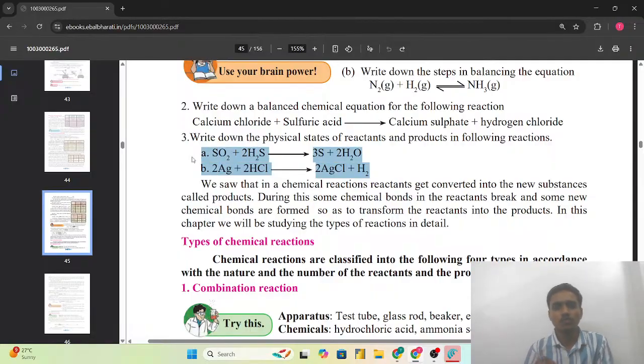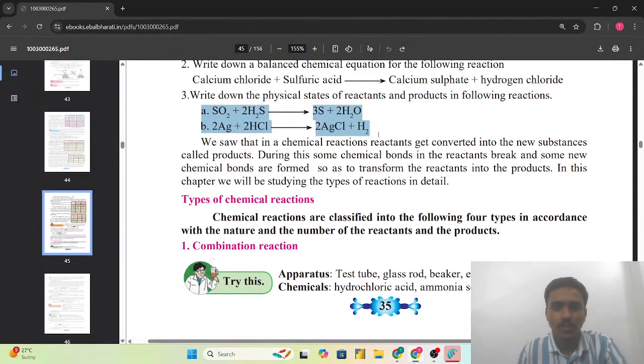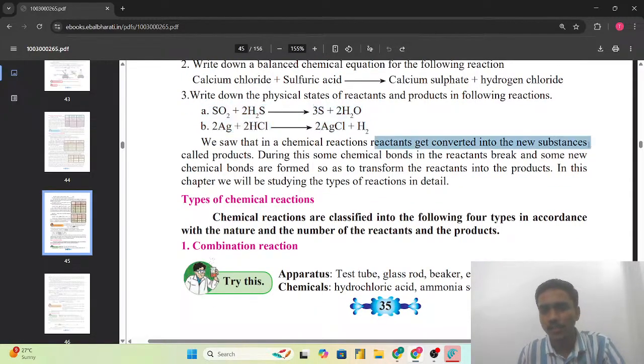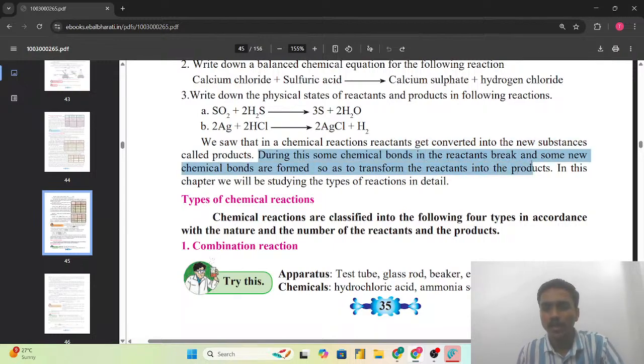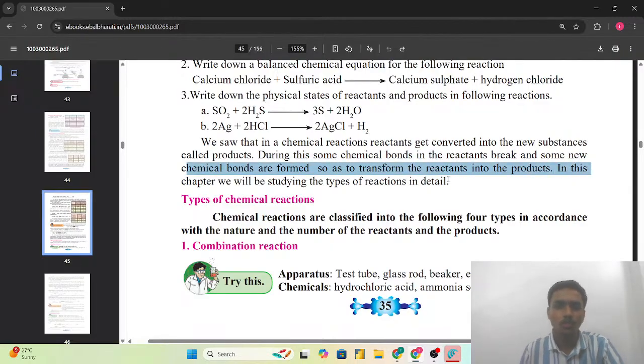I will try to help you. We saw that in a chemical reaction, reactants get converted into new substances called products. During this, some chemical bonds in the reactants break and some new chemical bonds are formed, so as to transform the reactants into the products.